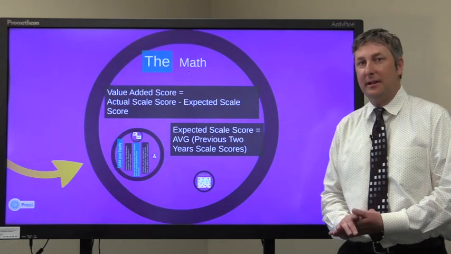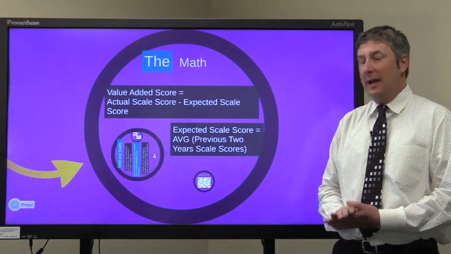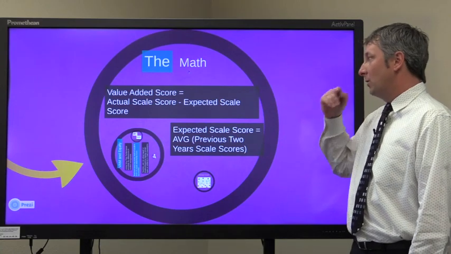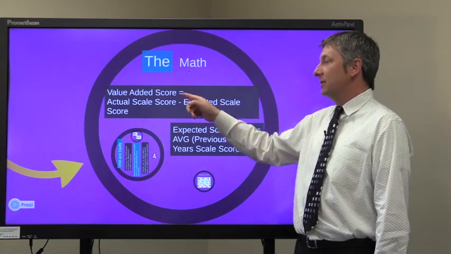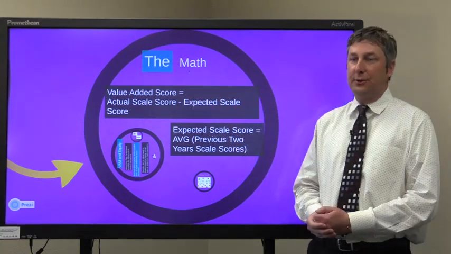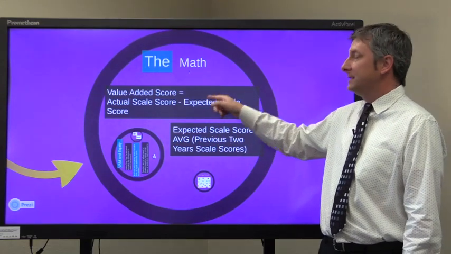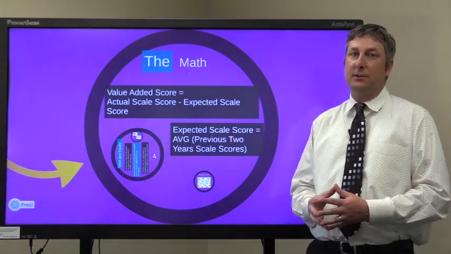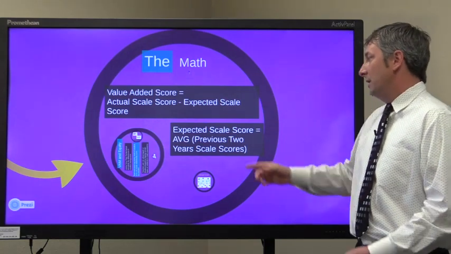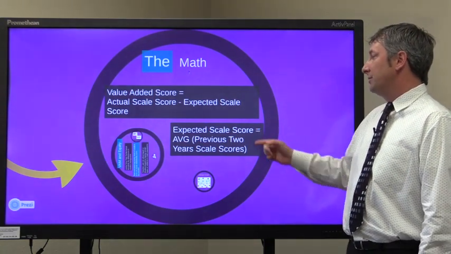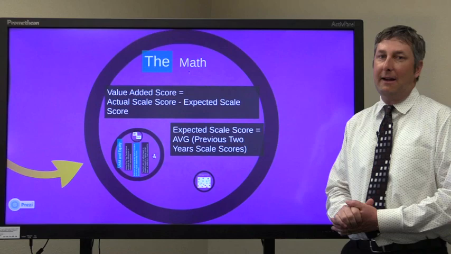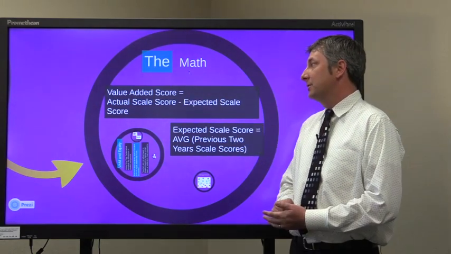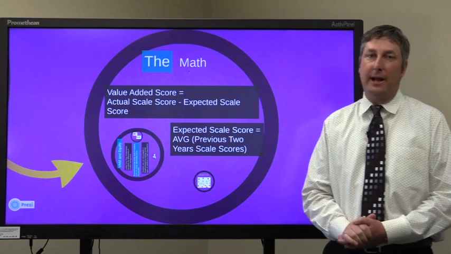Okay, so now let's take a look at the math behind this philosophy. As we talked about before, the math behind the value-added score is that you have an actual scale score after the student has been in your classroom. And then there's an expected scale score, what we would expect this student to perform based on their previous history with their SBA scores. So your expected scale score is your previous 2-year scale scores and the average of those 2 scores. And then we compare that to the actual scale score, and the difference is your value-added score.